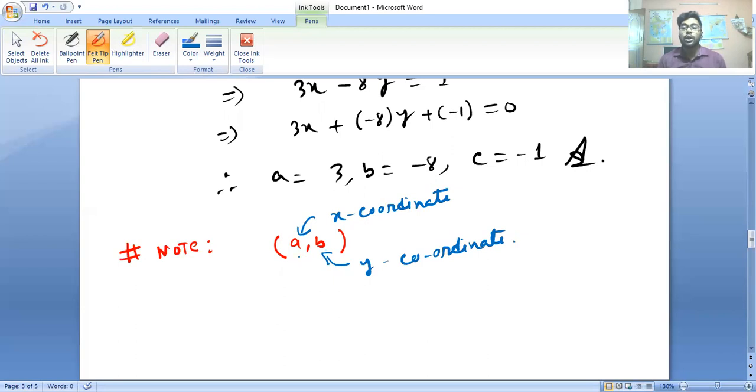Okay, how to plot a point on any coordinate axis, that we will come to later, but understand this: if under brackets terms are given a comma b, then the first is known as the x coordinate and the second is known as the y coordinate. In general, it means the first term is the value of x and the second term is the value of y. Okay, clear? Now let us come to our question.